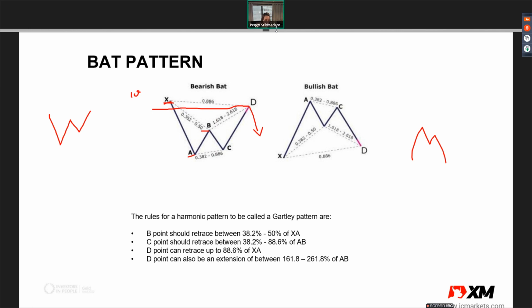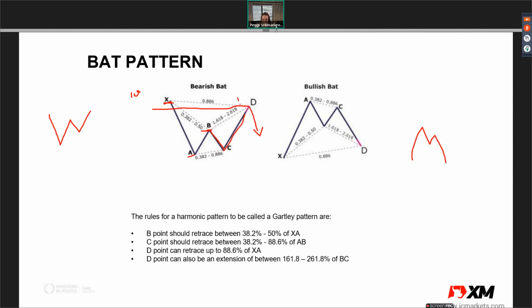Sorry, I think the slide is wrong. I can correct it. So BC extension: you start from B, you draw Fibo from B to C, and then you will get the extension of the D point.